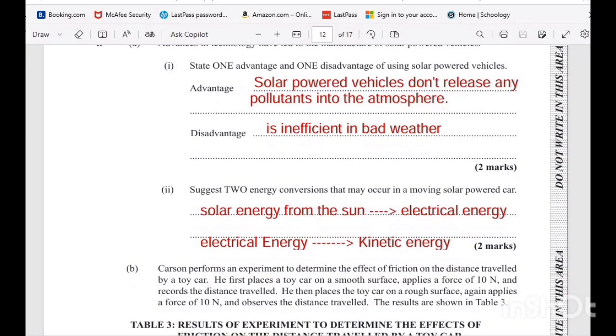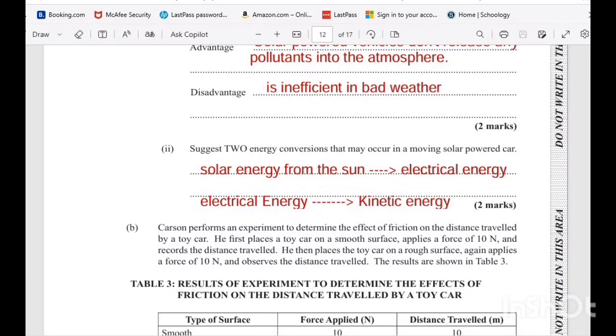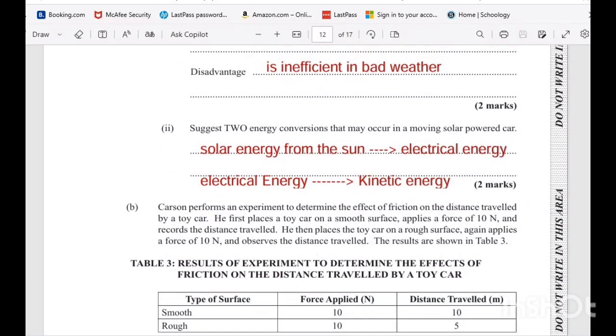If you have not covered energy as yet, I suggest you go and cover energy, do some practice questions on energy, try. Now it says Carson performs an experiment to determine the effect of friction on the distance traveled by a toy car. He first places a toy car on a smooth surface, applies a force of 10 newtons, and records the distance traveled. He then places the toy car on a rough surface, again applies a force of 10 newtons, and observes the distance traveled.